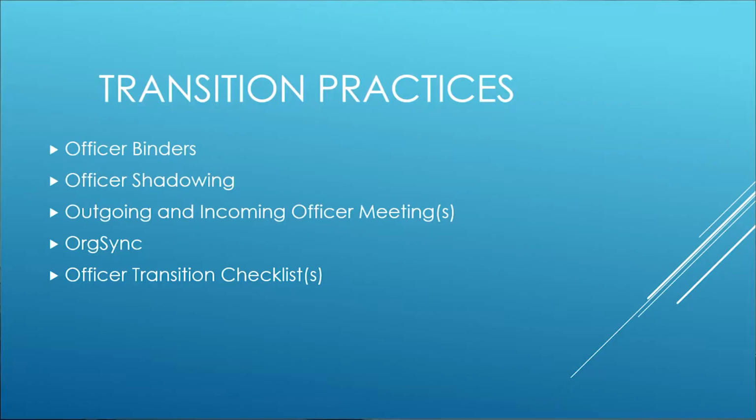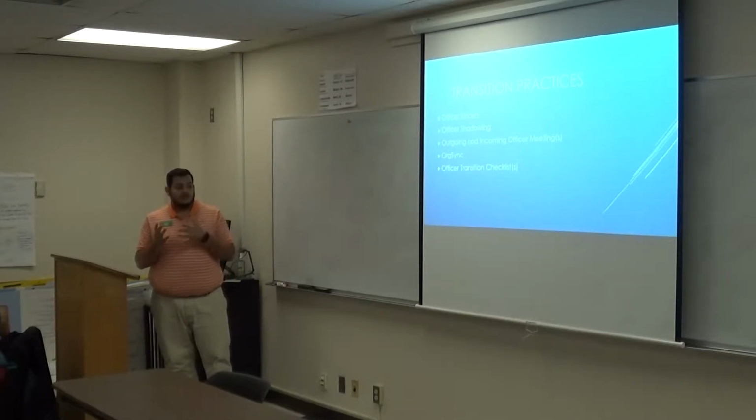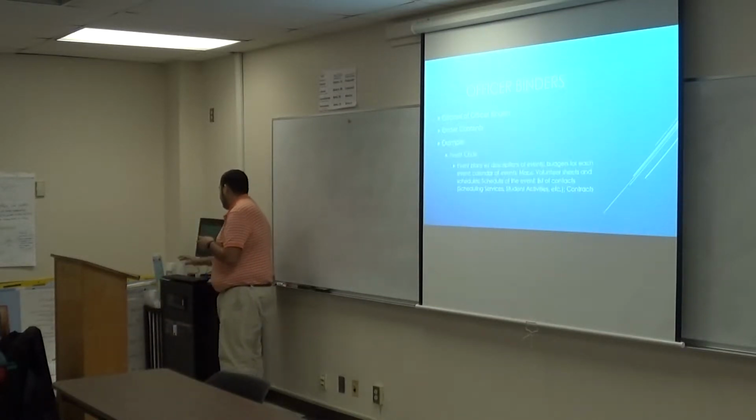So here is a little bit of an overview of what's going to be in this presentation. We're going to talk over officer binders, officer shadowing, outgoing and incoming officer meetings, org sync, and officer transition checklists. Typically in the fall, or sometimes in January, we have a lot of organizations that come in and say, I'm the new president, I have not been given access to anything, I don't know how to do anything. So that's why we try to have this presentation every semester, to hit both the fiscal and academic transitions and help the organizations out the best we can.